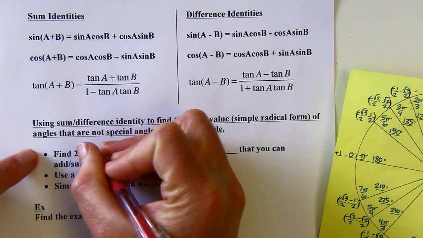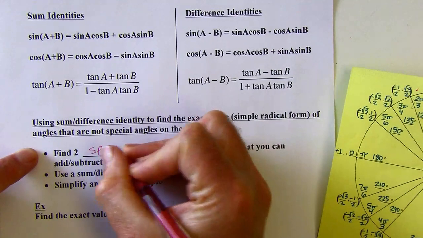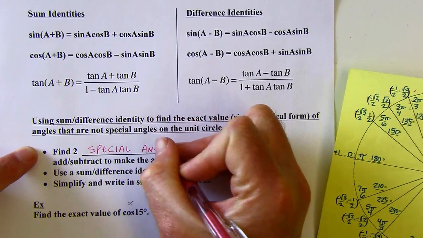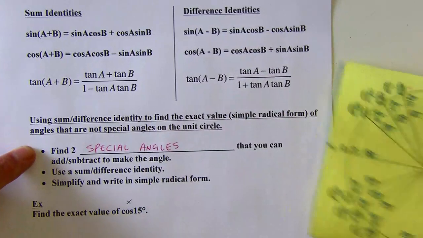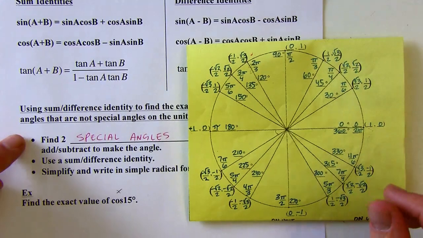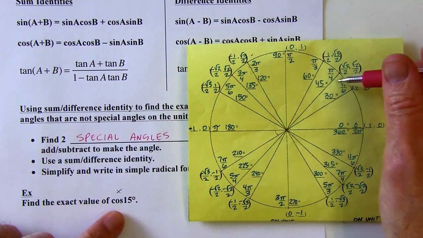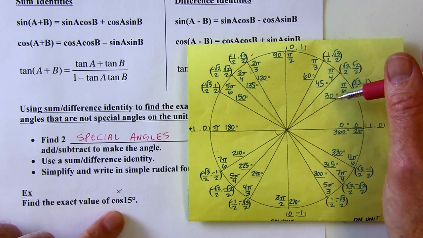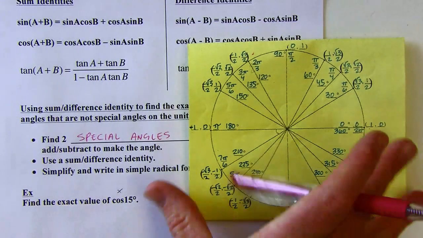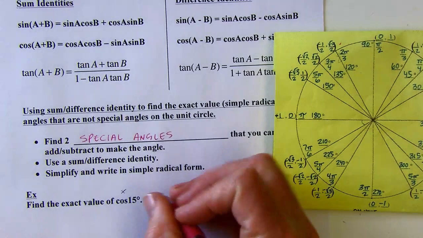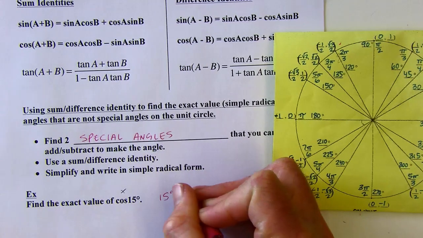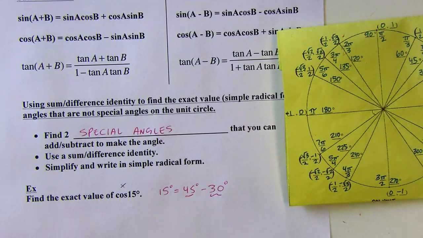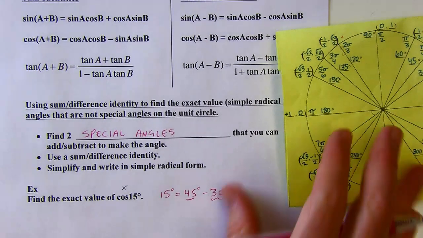Okay, so I'm not worrying about the formulas yet. I'll get to them in a second. But I'm using two special angles, and that just means it's two angles that are actually on this unit circle, okay? So I'm thinking 15 degrees. Well, what if I used, say, a 45 and a 30 together? If I did 45 minus 30, that would be 15 degrees, okay? So I'm going to think 15 degrees is equal to 45 degrees minus 30 degrees. And these two are special angles that I have on my unit circle, okay?